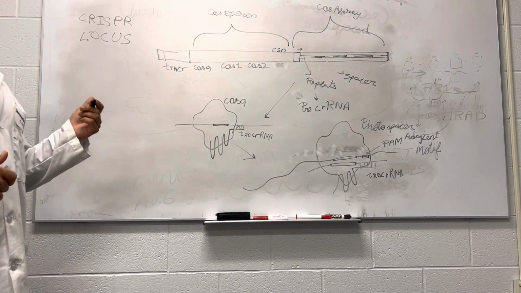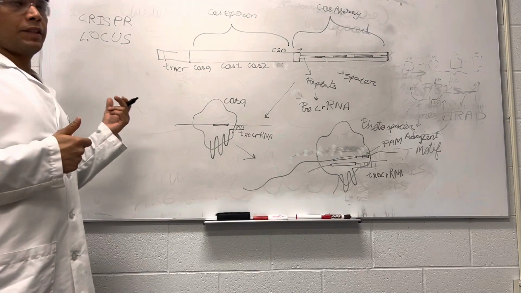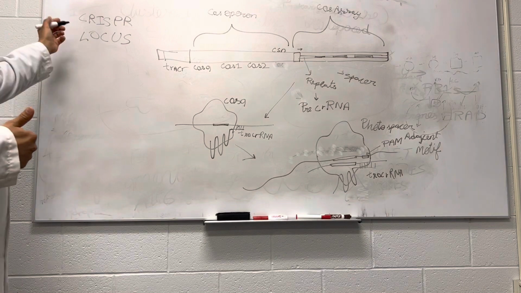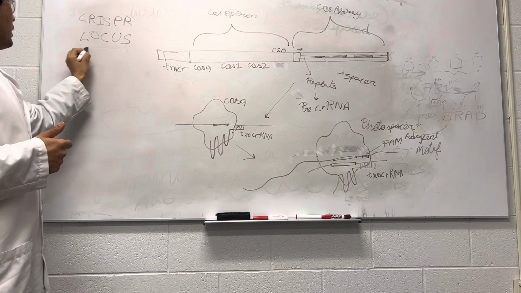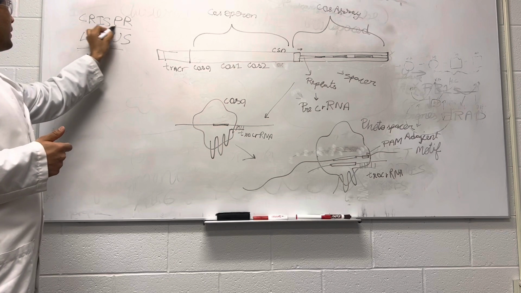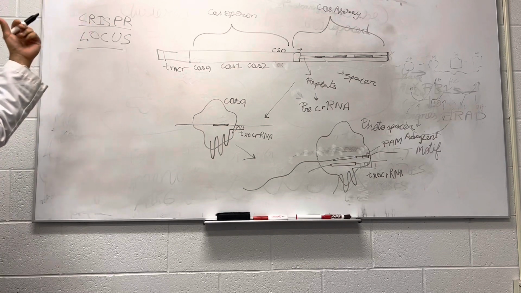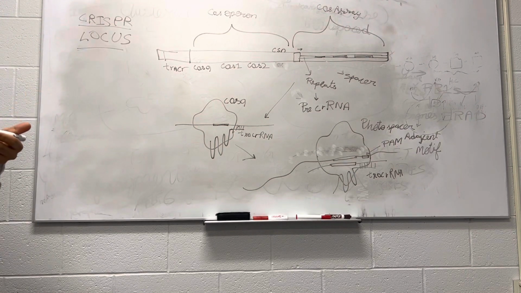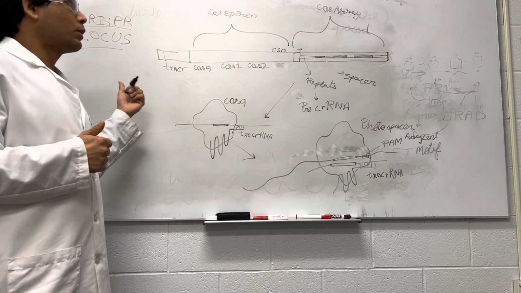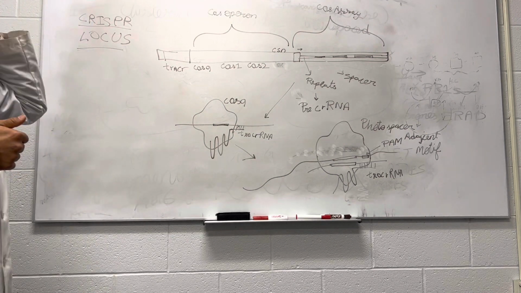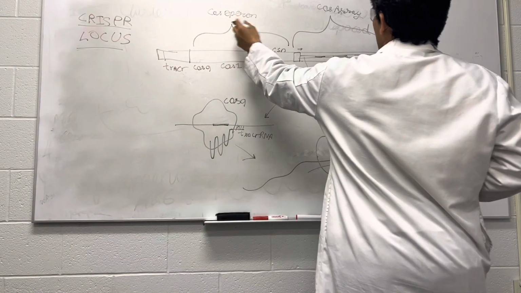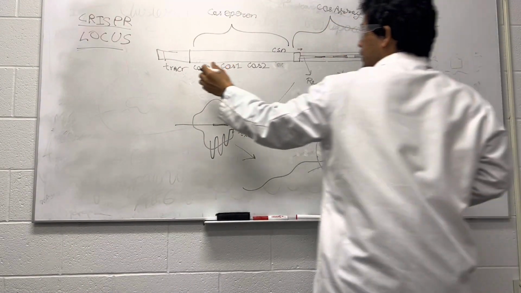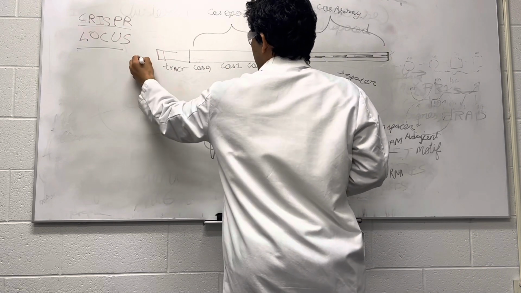In this video, we will continue our discussion about CRISPR and we will learn about what the CRISPR locus is. The CRISPR locus has all the components that are necessary for CRISPR to function properly. It is divided into two parts: one is the Cas operon, another is the Cas array.